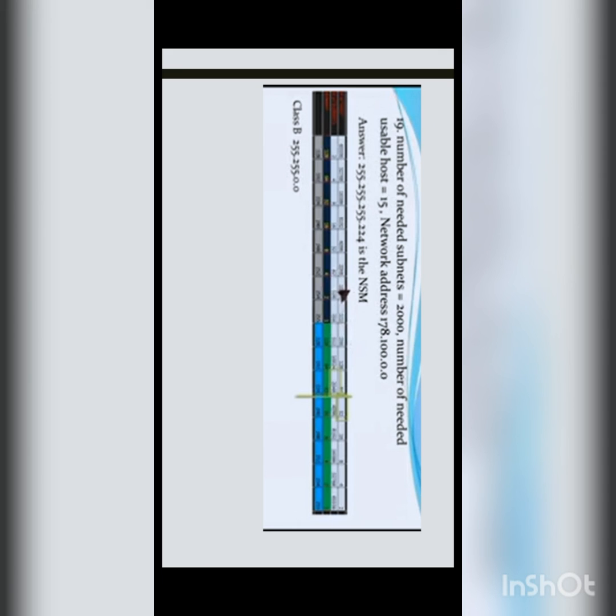19. Number of needed subnets equals 2000. Number of needed usable hosts is 15. The network address is 178.100.0.0. So the answer is from the class B, which is the NSM, the 255.255.255.224.